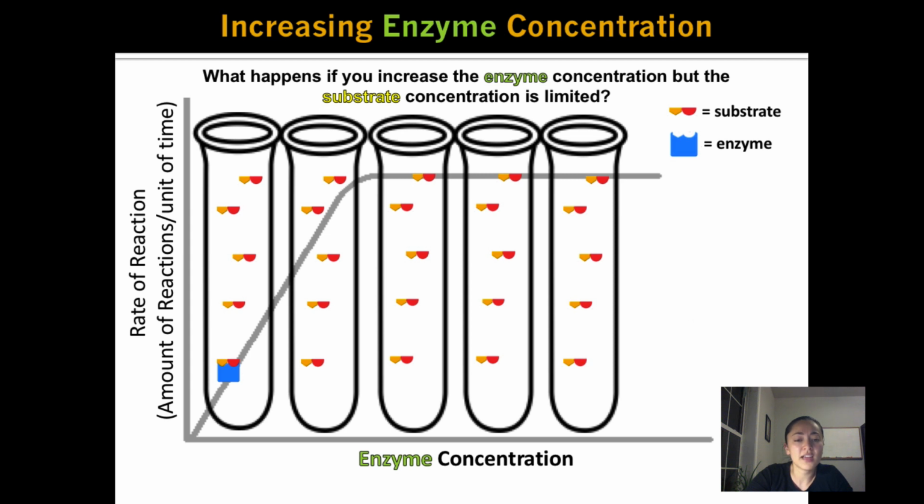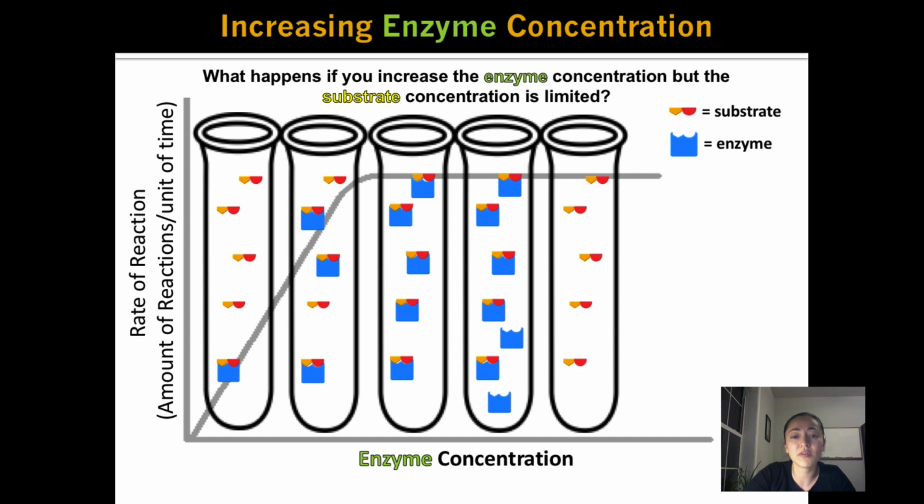Here, 1 reaction can happen at a time. Let's add some more enzyme. 3 reactions can happen at once. Add some more enzyme. 5 reactions can happen at once. But now, even if I increase and add more enzymes, what's going to happen to my rate?